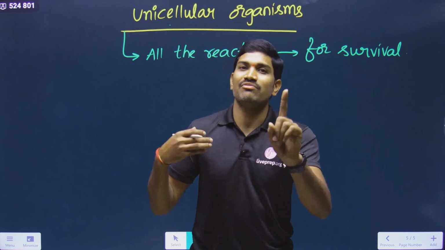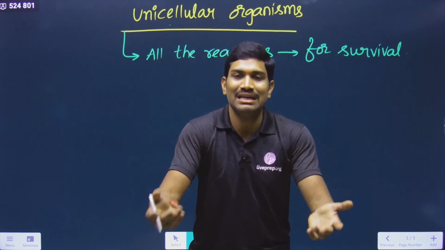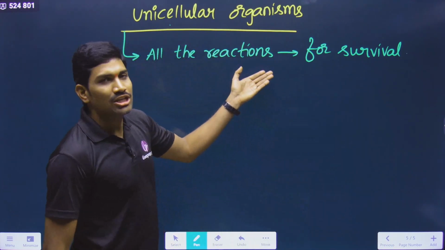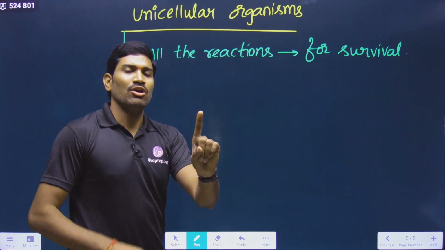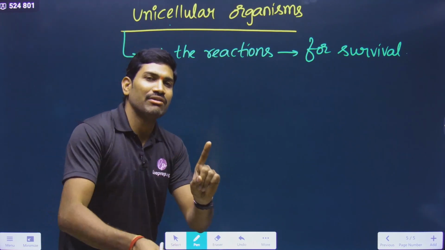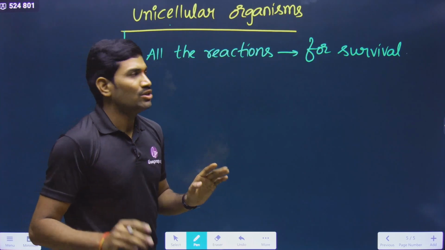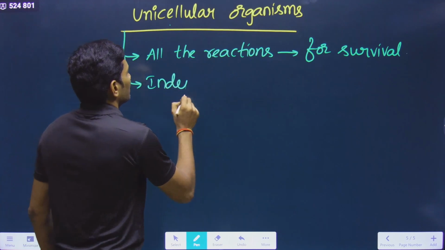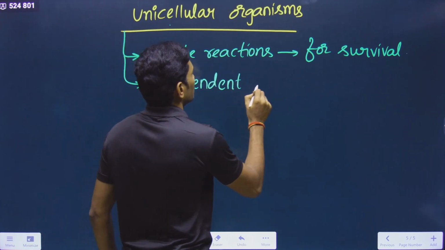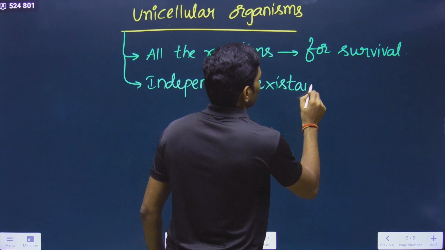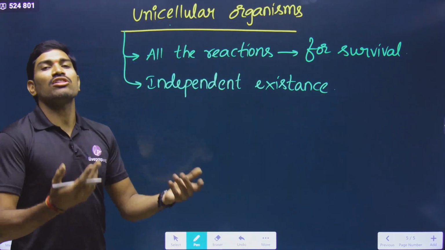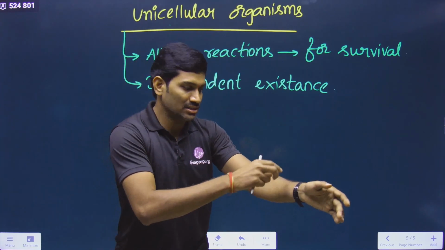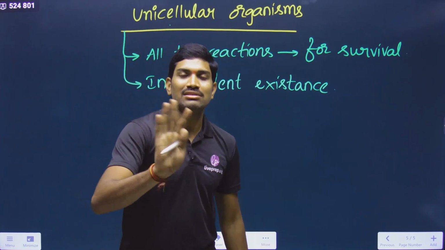And for this organism, for survival and to show various properties or behaviors, various cells will interconnect with each other. But in the case of unicellular, a single cell itself is there. All the reactions that are needed for survival of the cell will be performed there itself. So that is the reason they have independent existence. What is the meaning of independent existence? They can live on their own. So even though a single cell is present, it can survive on its own. But for a multicellular organism, if you take a single cell out, it cannot survive on its own.